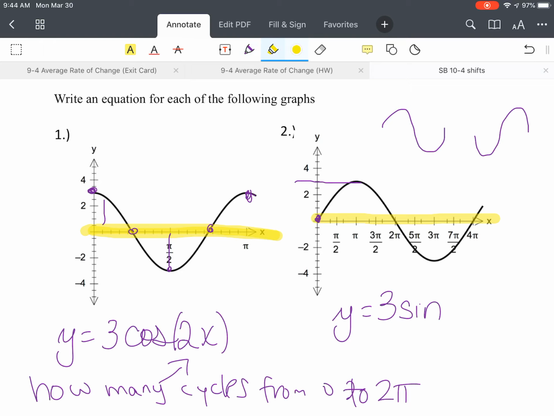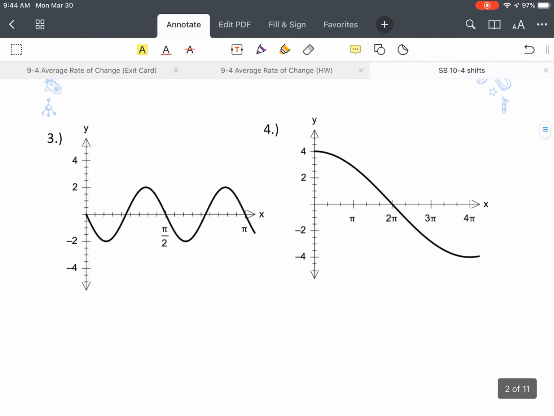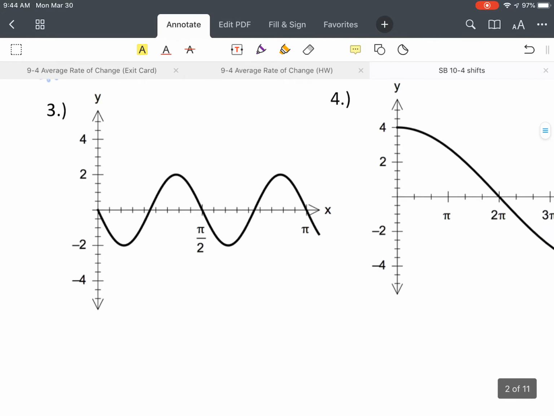Now, how many cycles do I see from 0 to 2 pi? Well, I see one cycle up to 4 pi. Here are those 5 main dots. So I see one full cycle up to 4 pi, which means I see half a cycle up to 2 pi. Okay, let's look at another one.